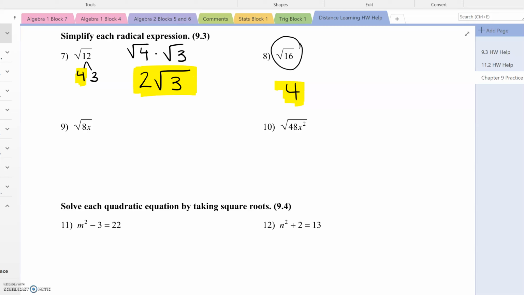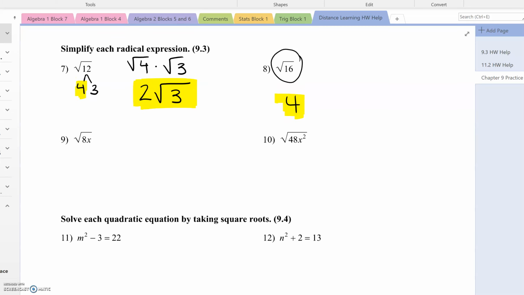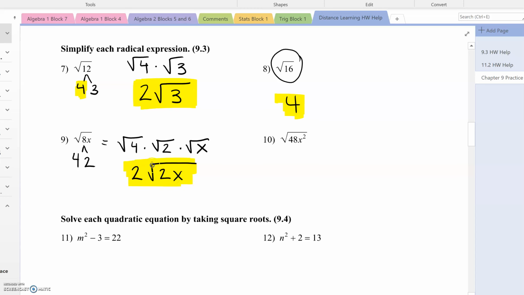Okay, if you're struggling with problem 9, this is where variables are brought in. So remember, square root means it needs to be a perfect square. It needs to be able to be multiplied by itself in order for it to get outside of the radical sign. So for number 8, think of a perfect square inside the number 8. I'm thinking 4 times 2, right? So we have rewritten this as the square root of 4 times the square root of 2 times the square root of x. What is the square root of 4? It's 2. Can we simplify at all the square root of 2 and the square root of x? No, we cannot. So we just leave them inside the square root.